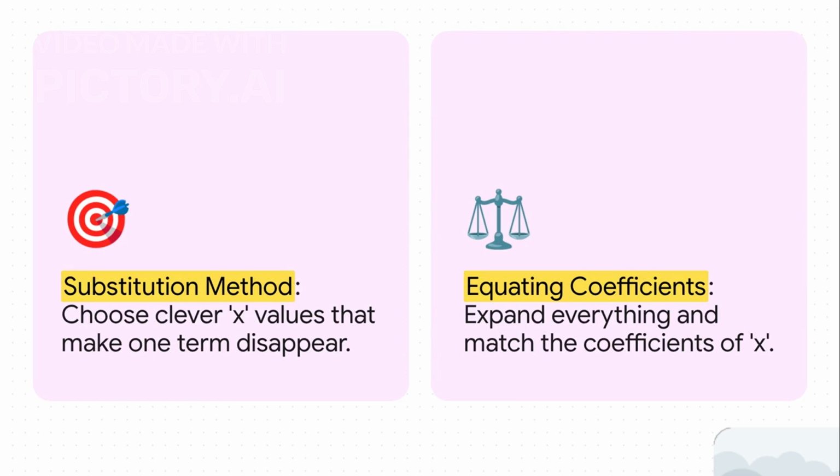Okay, so once we have that key equation, we've got two main ways to solve for our mystery constants, A and B. Substitution is kind of like a clever shortcut. Equating coefficients is the more methodical, surefire way that always works. You can pretty much pick whichever one feels easier for the problem you're looking at.